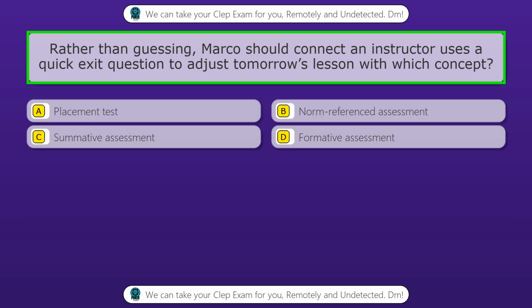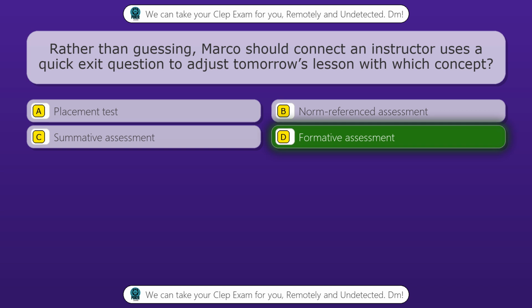Question 52. Rather than guessing, Marco should connect an instructor uses a quick exit question to adjust tomorrow's lesson with which concept? Option A, placement test. Option B, norm-referenced assessment. Option C, summative assessment. Option D, formative assessment. The correct answer is option D, formative assessment.